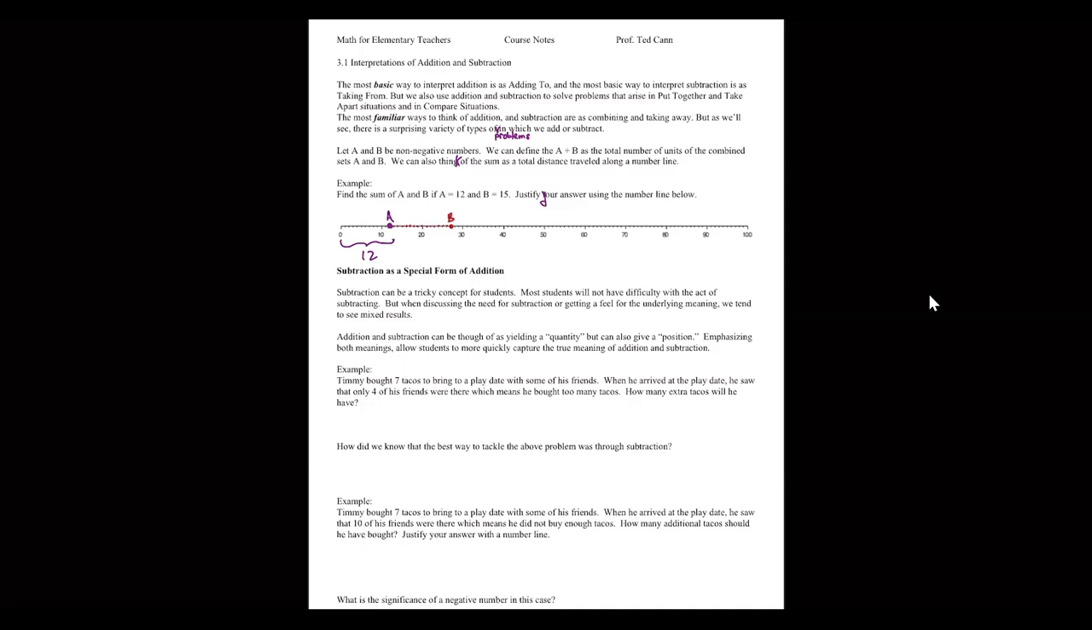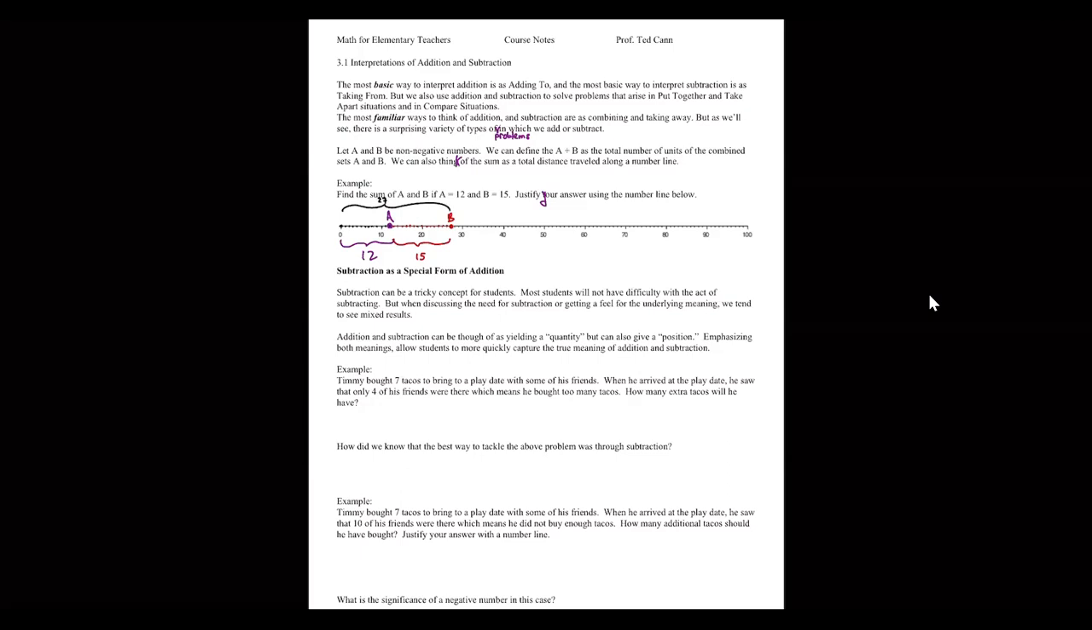Well, it's really B more. That's a total of 15, a 15 unit movement. But what I want is the sum total of all of them. So I would count off from 0, starting at 0: 1, 2, 3, 4, 5, 6, 7, 8, 9, 10, 11, 12, and so on, all the way up to 27. So this distance here is a total of 27.